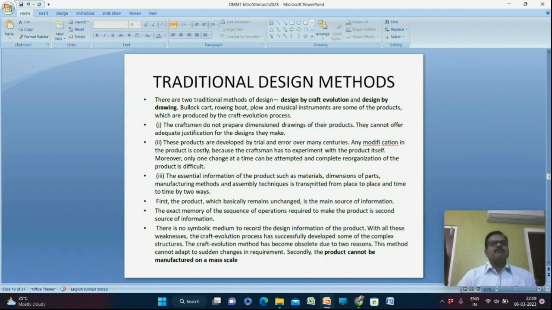The craft evolution method has become obsolete due to two reasons. Number one, it cannot adapt to sudden changes in requirement. Number two, the product cannot be manufactured on a large scale. So with these two, the craft evolution has become obsolete.